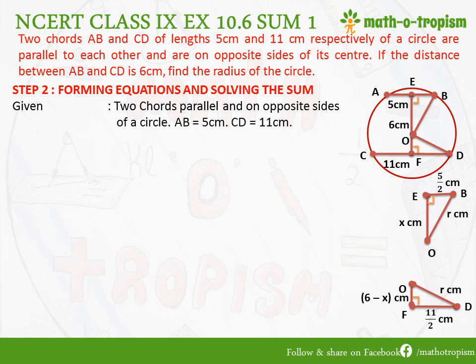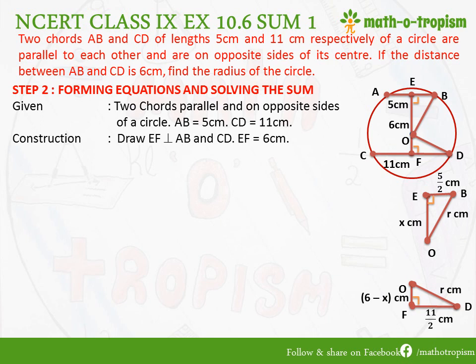Given are two chords parallel and on the opposite sides of a circle. AB is 5 centimeters, CD is 11 centimeters. Construction: we are going to draw EF perpendicular to AB and CD. So EF is 6 centimeters.